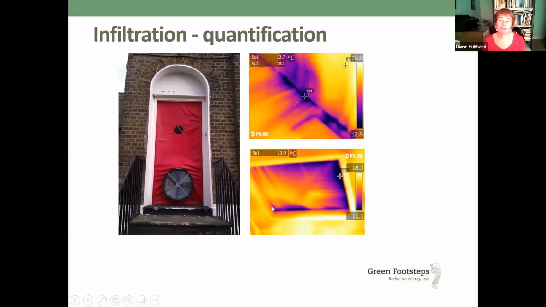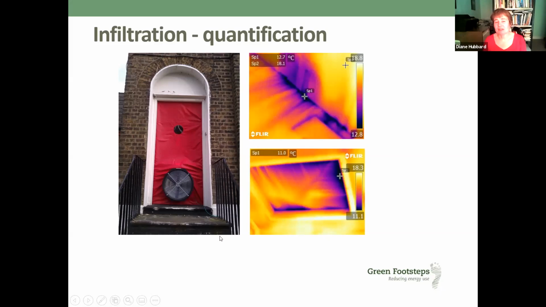The way that we normally do it is using something called a blower door test. The picture on the left-hand side is of a blower door in situ. What that does is create a pressure difference between inside and outside the building. We get a couple of things from doing that. One is a measure of what the building itself is like. It also enables us to look at the detail of where the infiltration is coming in.